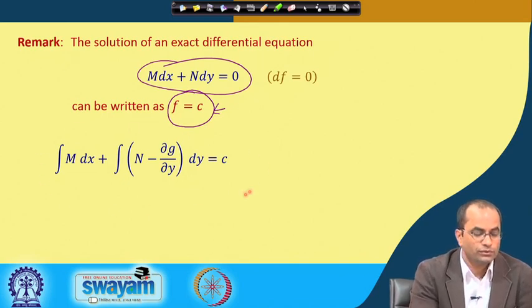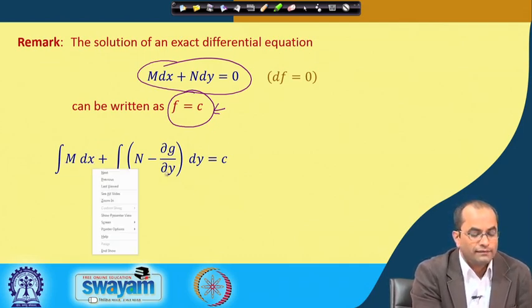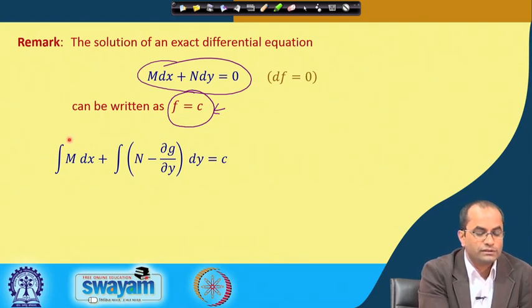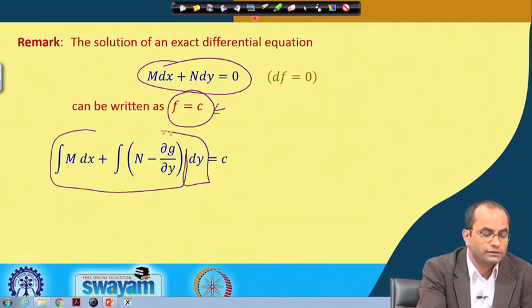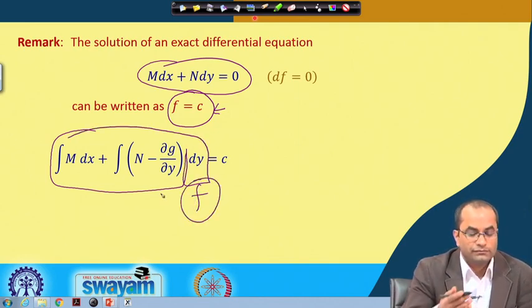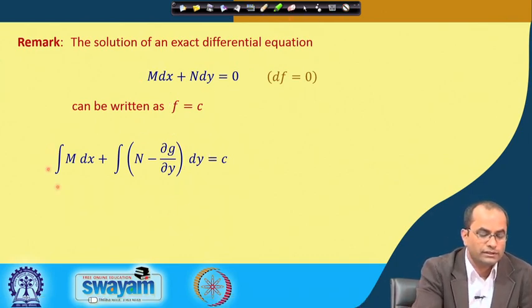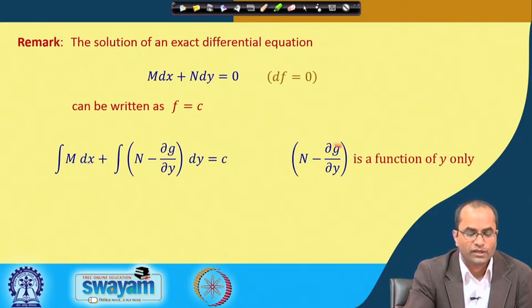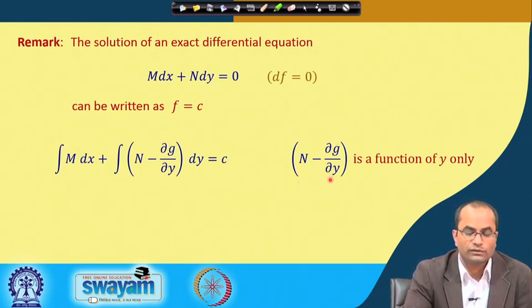So, just to note again that this was, as per our construction, the integral of this M dx was one term, and then we have also this integral term, this is f which we have just constructed before. So, this is our f here, and we have constructed this theoretically, and what else can we actually get out of this? We have also shown there that if this equation is exact, then N minus ∂g/∂y is a function of y only.